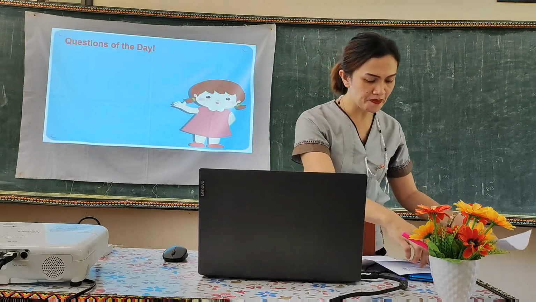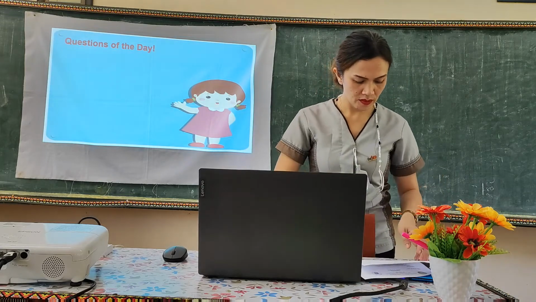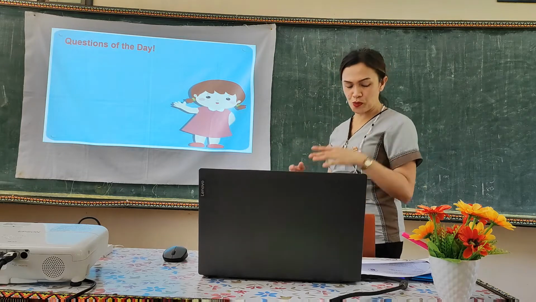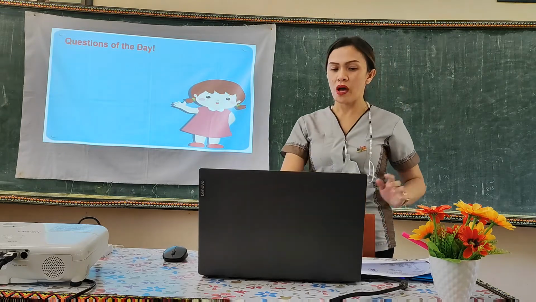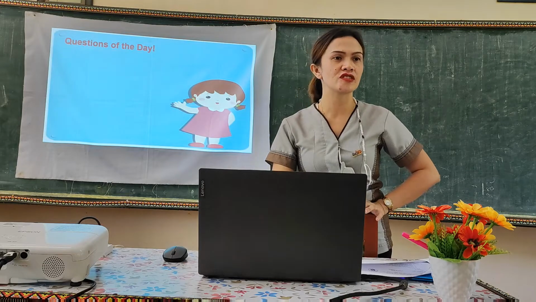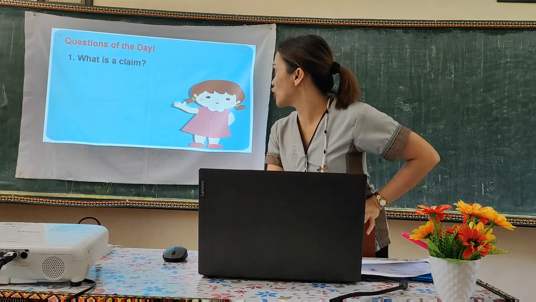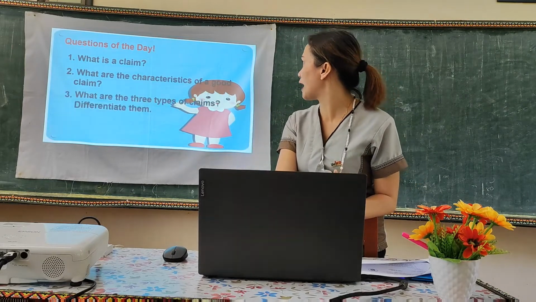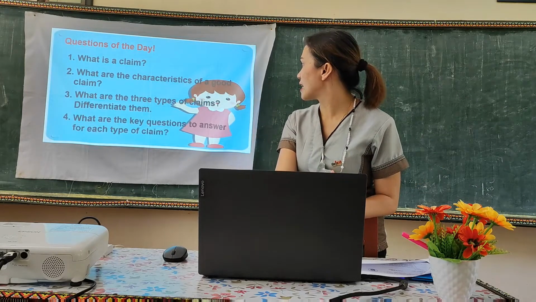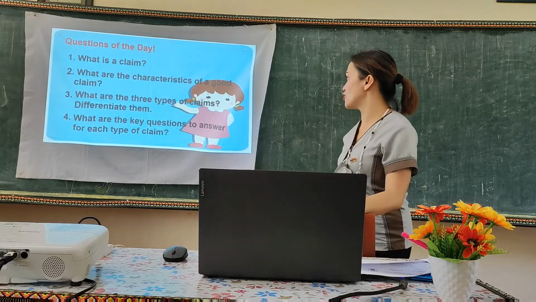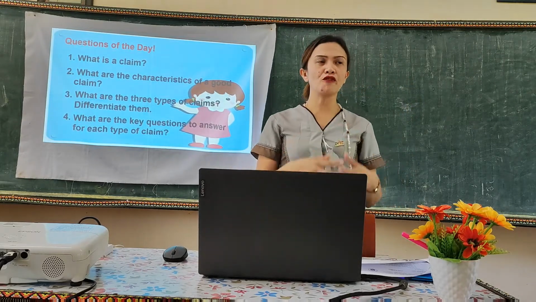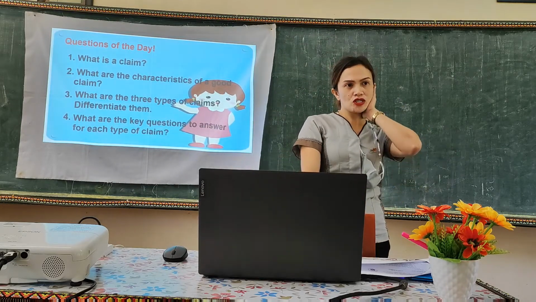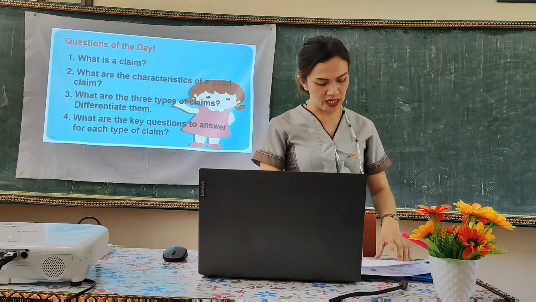So this time, we are going to proceed with the abstraction. Let us check if they really understood the lesson. I'm going to ask them what is claim, what are the characteristics of a claim, what are the three types of claim, and what are the key questions to answer for each type of claim. And of course, I could also ask the students to give examples so we can check if they truly understand.